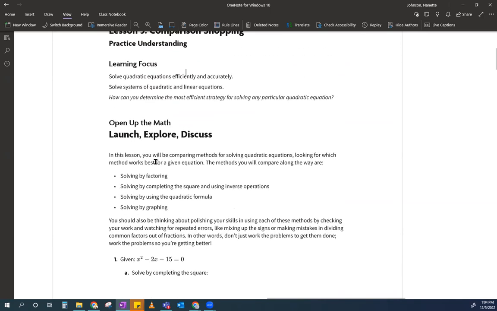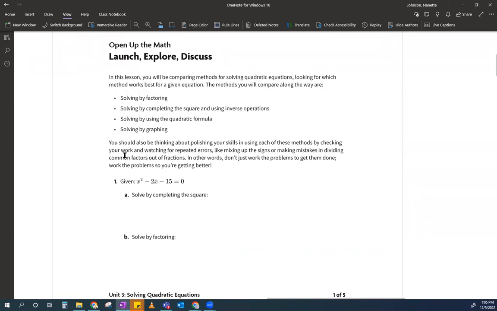Now, some of you already have a preference, and it's just a preference, right? Some of you already like factoring. Some of you like completing the square and then using inverse operations. Some of you like using the quadratic formula because as long as I know how to plug everything in, the answer is always going to be there. And some of you like graphing. Each of these have their benefits and their drawbacks. Hopefully what you'll see in a little bit is the benefits and the drawbacks, and then you'll be able to pick and choose. Now, for me, my favorite way is factoring, unless it can't be factored, and then I jump to one of the others.